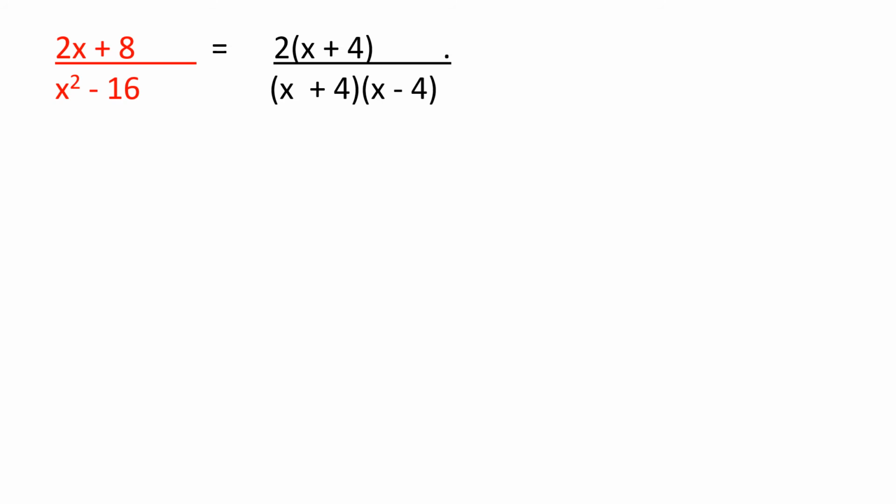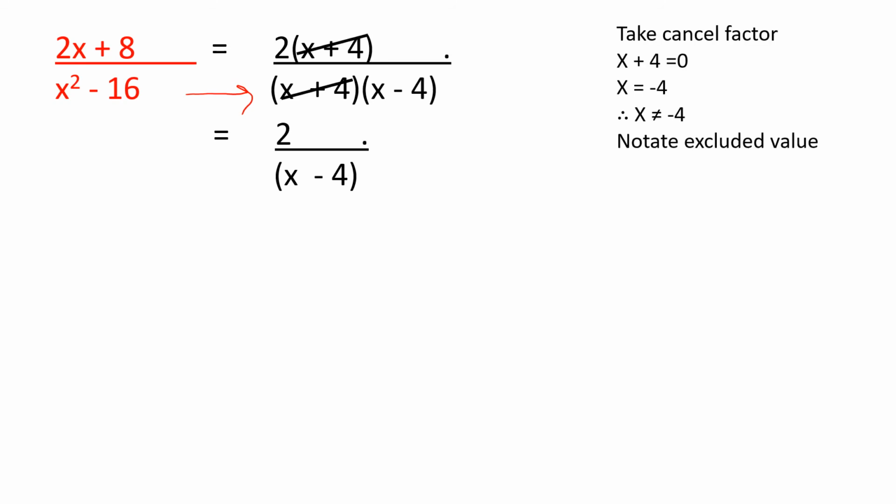That's a special pattern, right? So you should automatically know that x squared minus 16 is going to factor to be x plus 4 times x minus 4. Then you can cancel out your common factors that you have on the top and on the bottom, which gives you then the fraction 2 divided by x minus 4. But you have to do that notation.